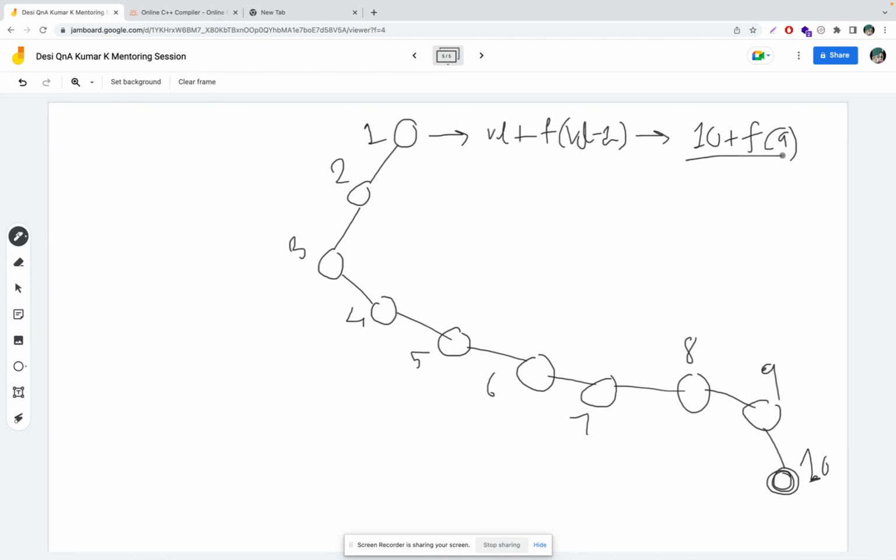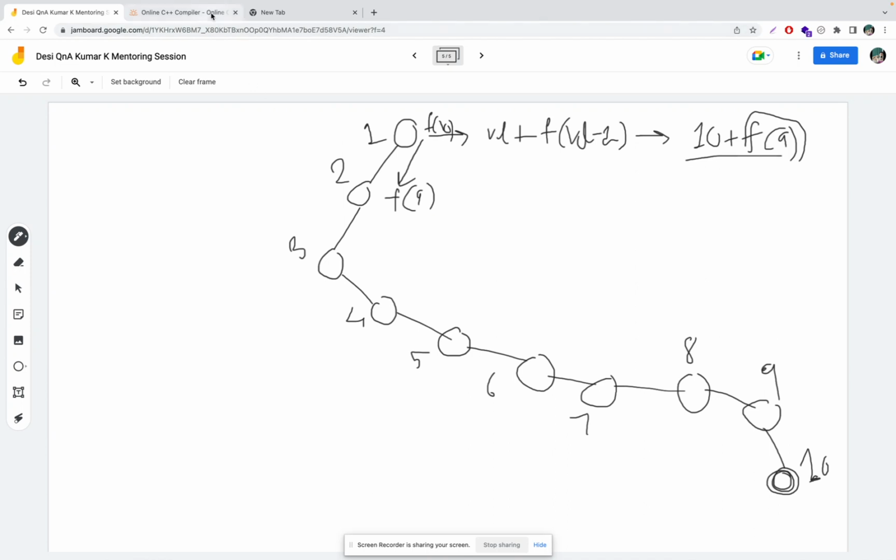Where is f of 9? We don't know the value of f of 9, so a second call will be made for f of 9, and the code will go from top to here. Got it? This was for f of 10. Now for f of 9, the flow reaches the second node. The second node is for calculating f of 9. I hope this much is clear to everyone.